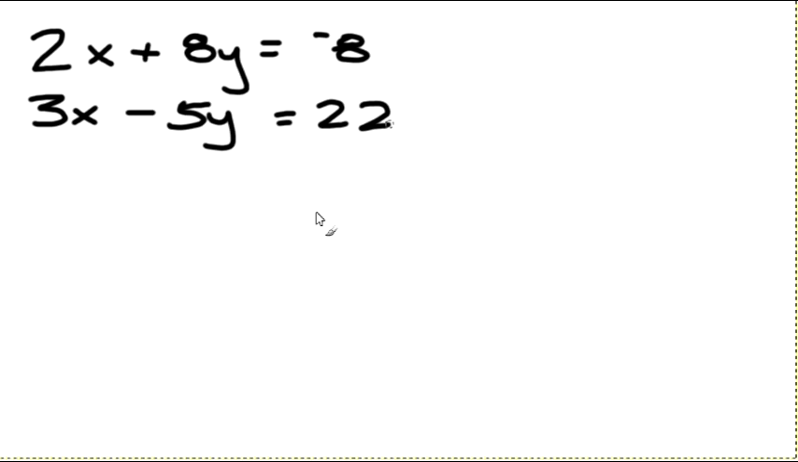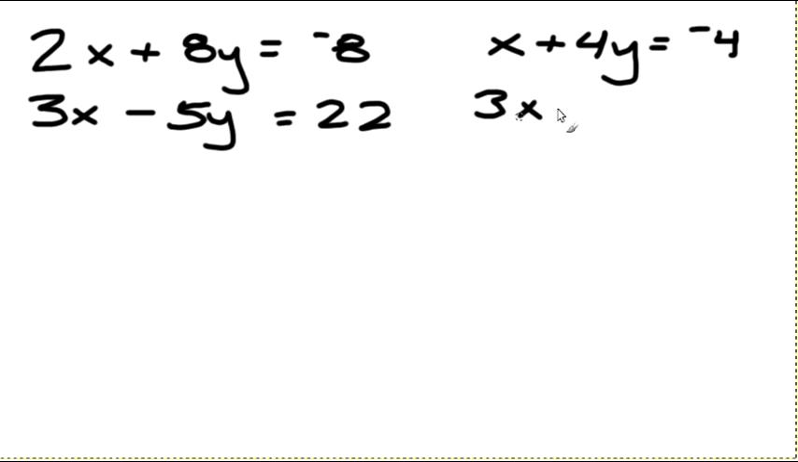But we're going to jump into this right now. As you can see, we don't have a single variable in either one of these. But if you look at this top equation right here, we have a common factor of 2 across all of the values in the equation. So we can pull out that 2, and we can make it x plus 4y is equal to negative 4. And that makes things much easier for us, because now we can just solve for x and then plug that in for x down here.